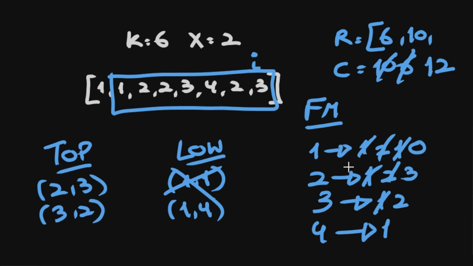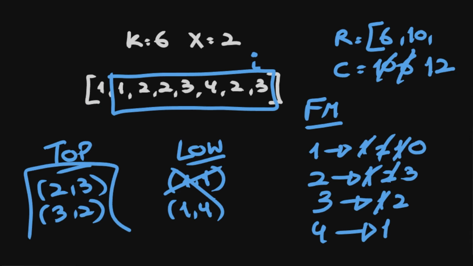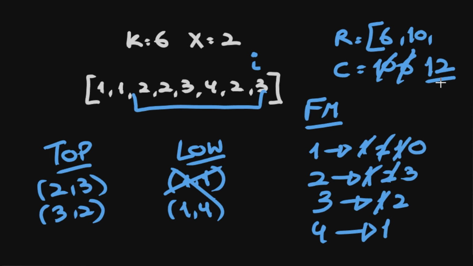So this is 0, and given that this is 0, we don't add anything to low, and we are checking if we need to balance this, and we don't, because here we have 2 elements, x is 2, and the frequency of the last element here is smaller than the frequency of the first element in top. So we keep this as it is, meaning the result of this window is 12. And here we have 6 elements, which is equal to k, which is what we want. So at this point we can add 12 to the result.